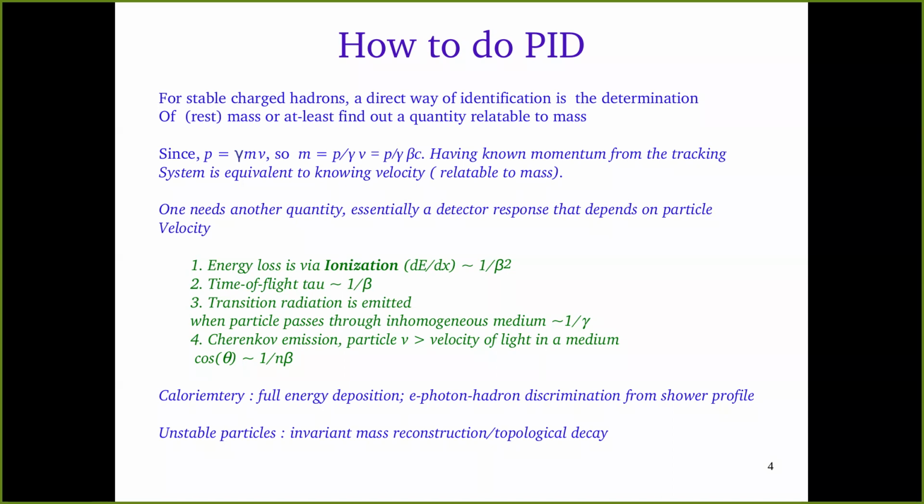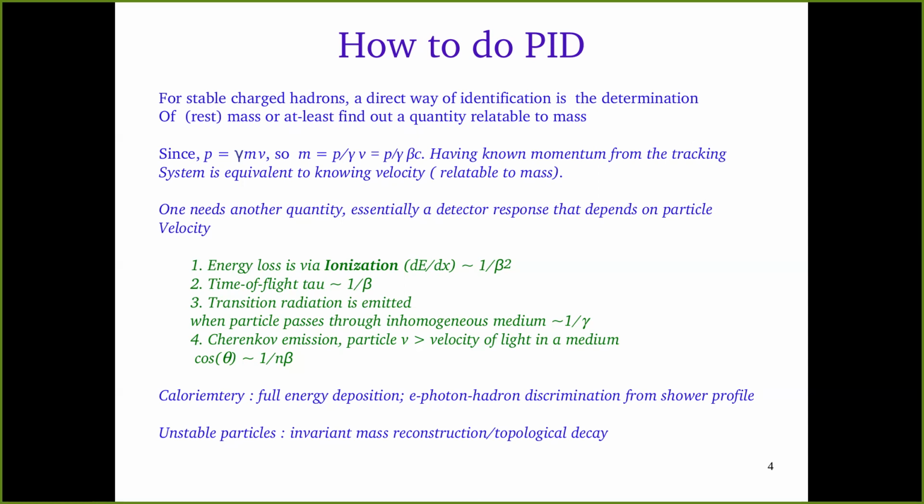Means what we want to do in the PID is that we want to find their mass, or at least we find some quantity which is relatable to mass. Now, all of us know that when we design a high energy experiment, the first thing we try to measure, or at least a mandatory quantity to be measured, is the momentum. And if the momentum is known from your tracking devices or the tracking system, which is equivalent to a velocity, for a given momentum, you can immediately say that the particle which has a lower mass has higher velocity, and vice versa.